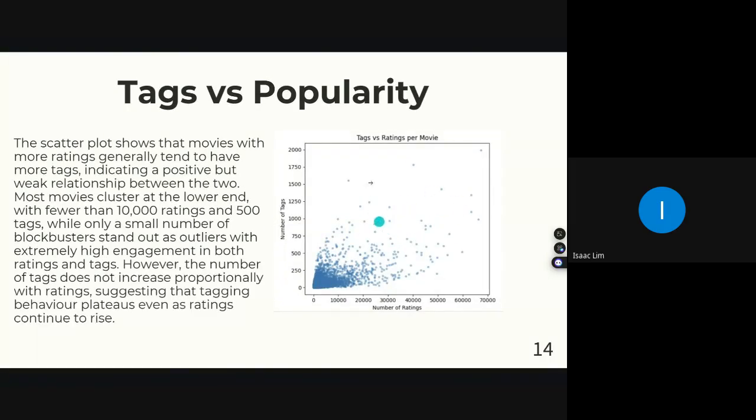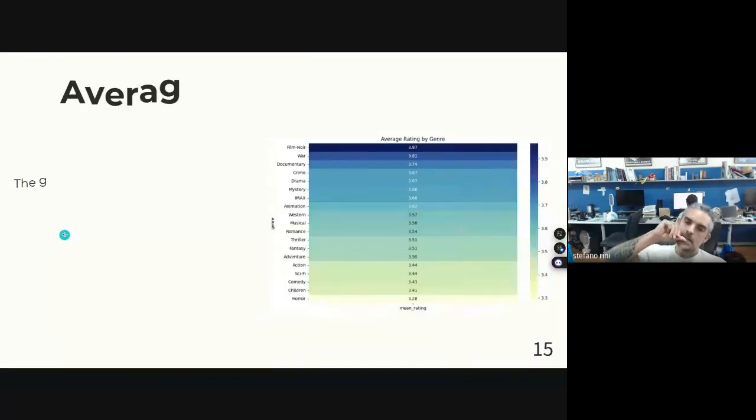And in terms of tags versus popularity, the scatter plot shows that movies with more ratings generally tend to have more tags, indicating a positive but weak relationship between the two. Most movies, in fact, cluster at the lower end with fewer than 10,000 ratings and 500 tags, while only a small number of blockbusters stand out as outliers, with extremely high engagement in both ratings and tags. However, the number of tags does not increase proportionally with ratings, suggesting that tagging behavior plateaus even as ratings continue to rise.